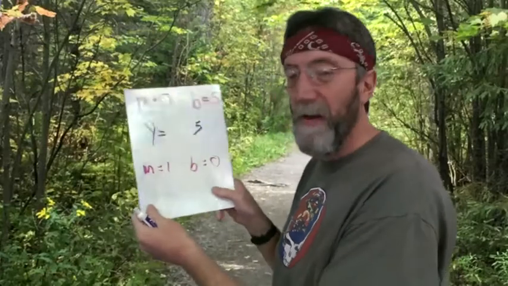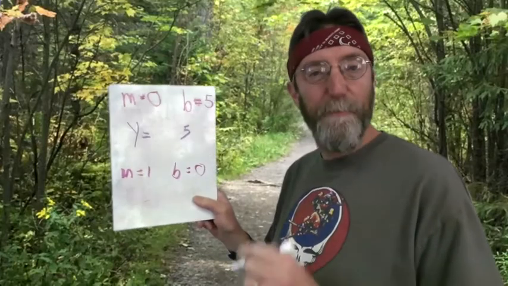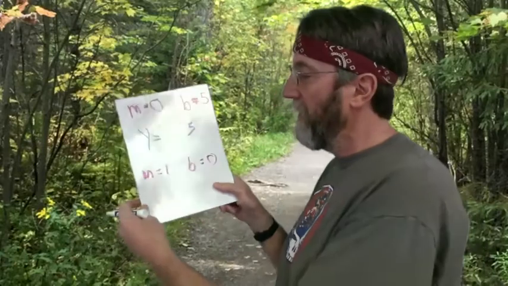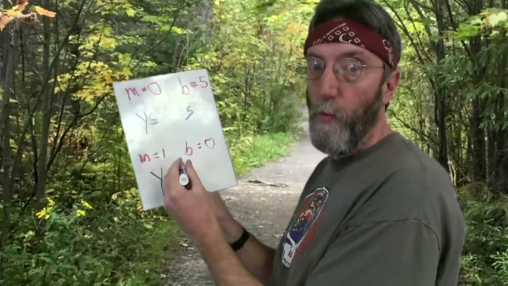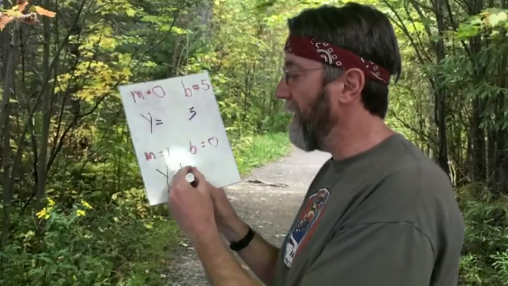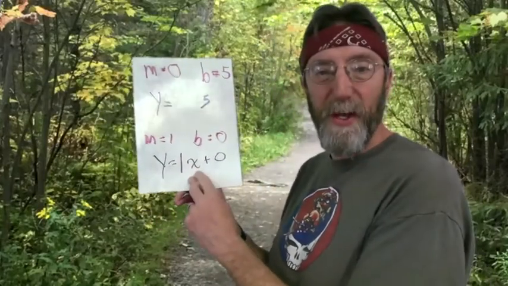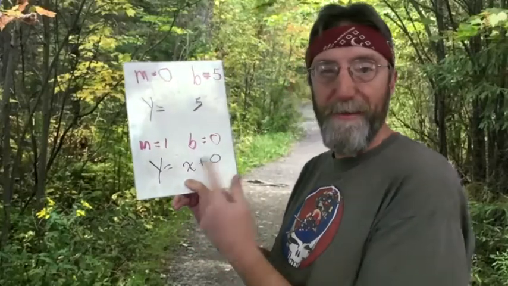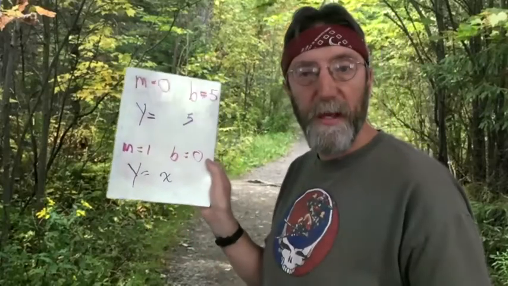How about this one? If you have a slope of 1, if m is equal to 1 and b is equal to 0, think about that one for a second. So we'd have y equals 1 times x plus 0. Well, let's think that one through again. 1 times x is just x. And if I add 0 to something, it doesn't change it. So this equation would just be y equals x.